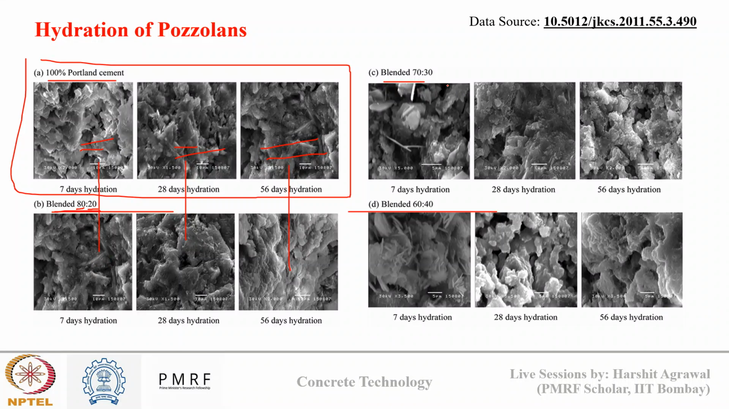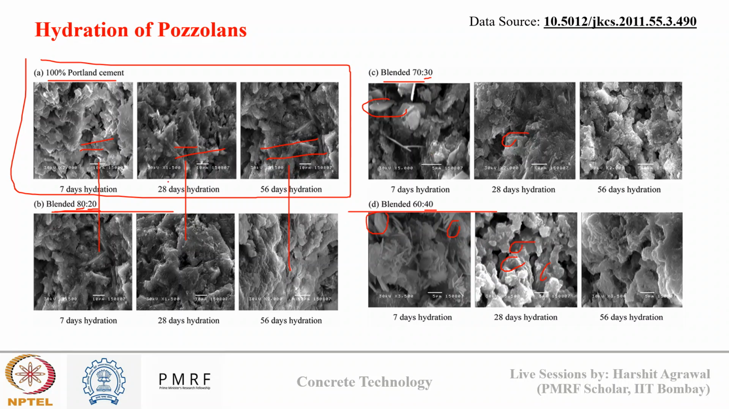However, at higher dosages of mineral admixture of 30% and 40%, we can see that there is significant CH. You can see this hexagonal plate-like structure. So there is significant CH present at early hydration ages and also after 28 days of hydration. In between there are hexagonal plates which indicate the presence of CH.